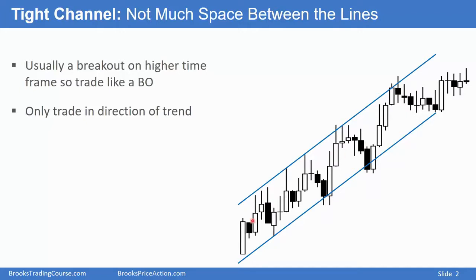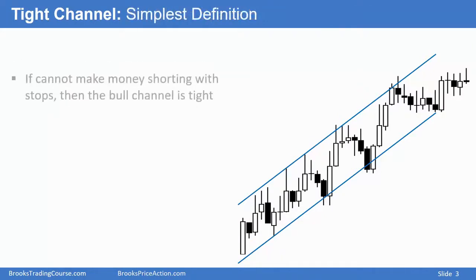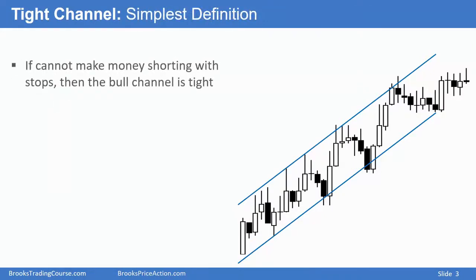The channel is tight. The swings are small, the pullbacks are only a bar or two, and they do not fall very far from the low of the prior bar. Here we fell a few ticks or a few pips down before the trend resumed. When a channel is tight like this, it's very difficult to make money shorting.